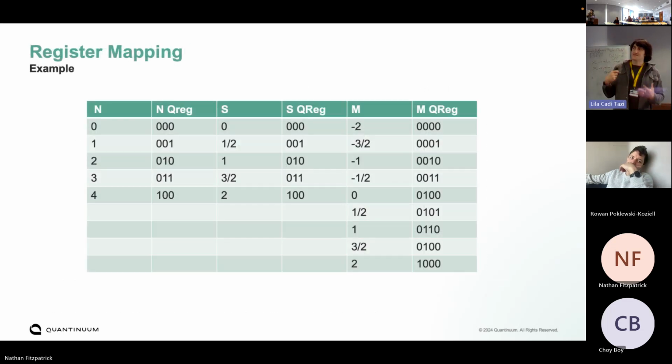And so basically we have to map the registers, so N, S, and M, onto qubit registers. So this is a simple example. For a maximum of 4 particles, we can index that in binary this way. And then we index the spin registers, which are half integer increments, in the same way. But obviously, because the M's go from plus S to minus S, we need a bigger M register here.